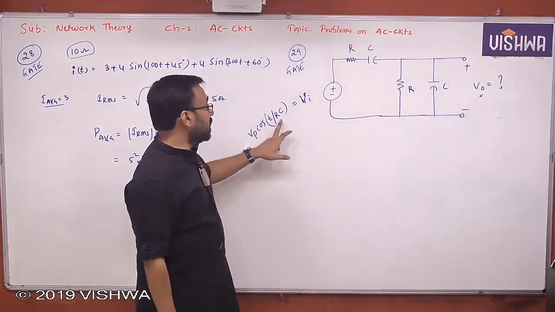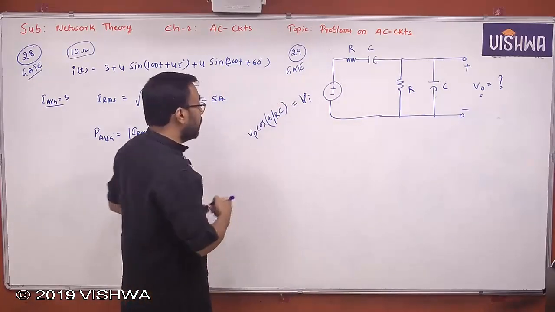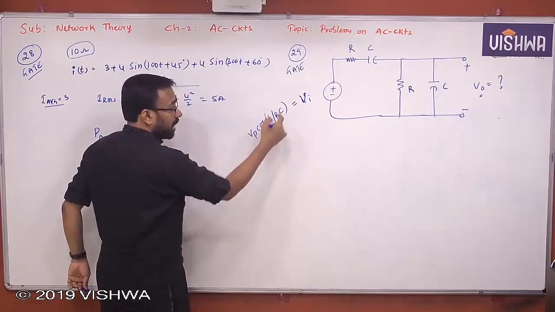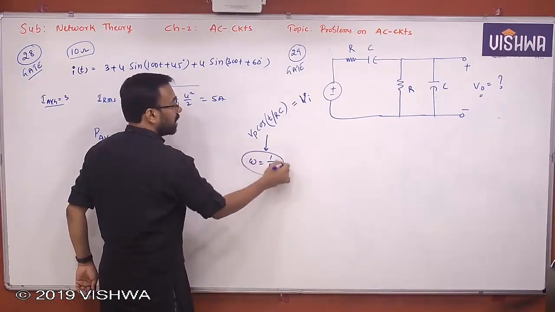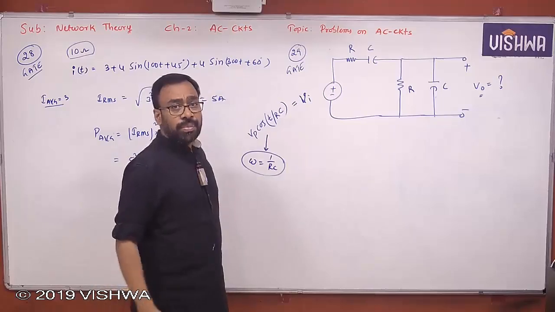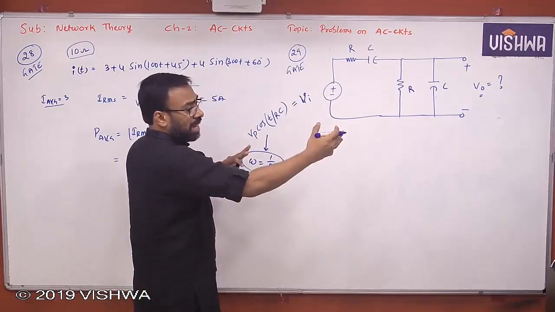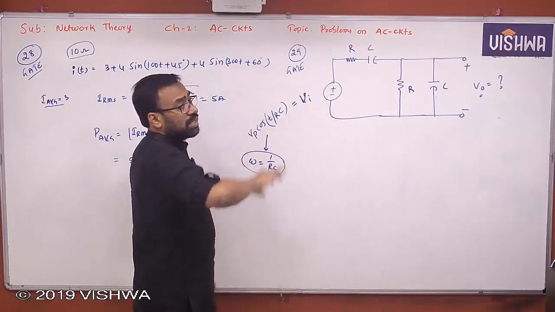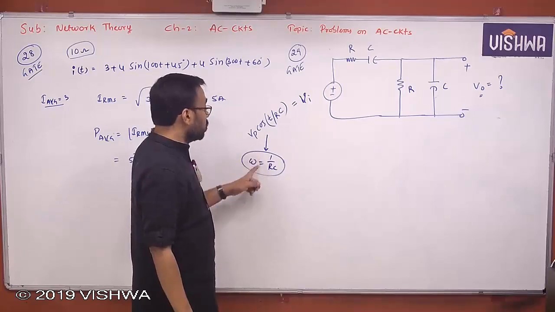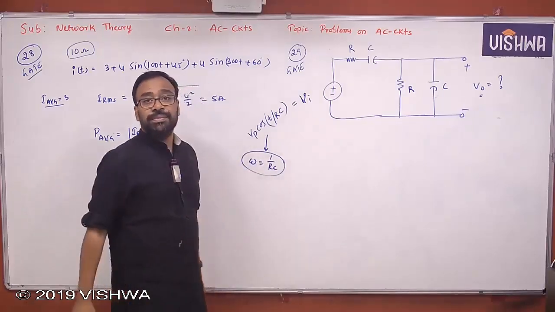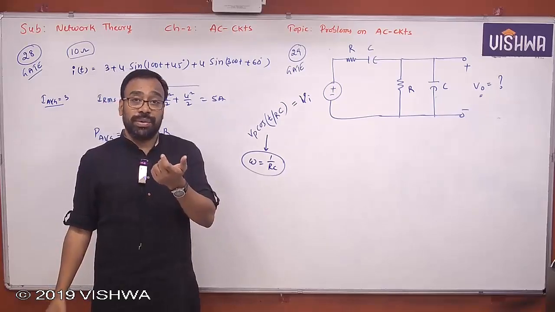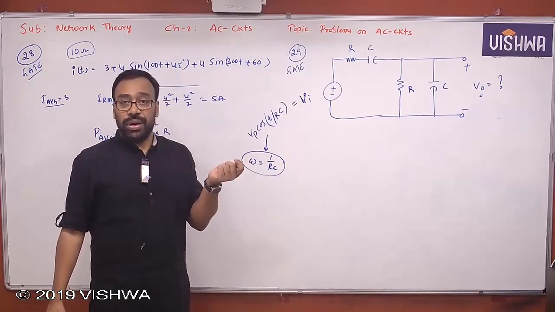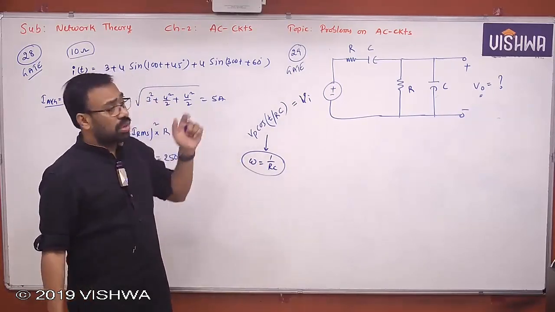Omega is given how much here? 1 by RC. Yes or no? What is the frequency of the sinusoidal supply that you have? Omega is equal to 1 by RC, that you can substitute and you get some final value. So convert into S domain, then finally substitute S is equal to j omega, then substitute omega is equal to 1 by RC, you get some answer. That is a phasor form or RMS form or whatever.